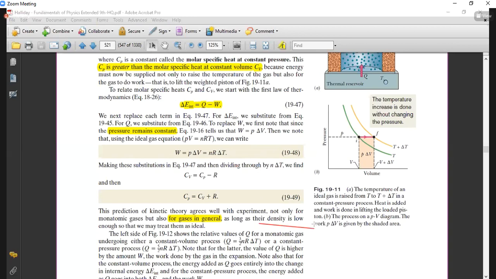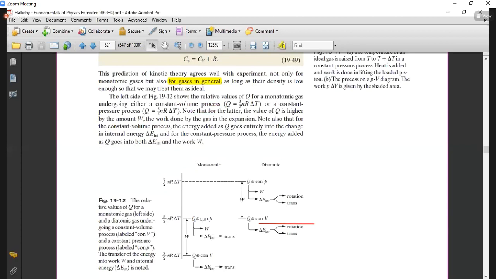So this is the relation for the constant molar specific heat at a constant pressure, and then later on he has used this figure in order to explain that at constant volume the value would be smaller compared to the specific heat at constant pressure. You can see here that at constant pressure it is 5/2 nRΔT, and for this one it is this one. So this is for the monatomic gases.